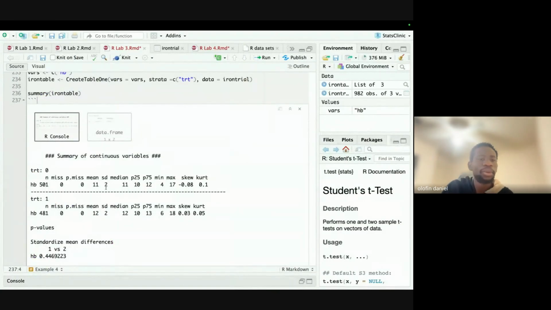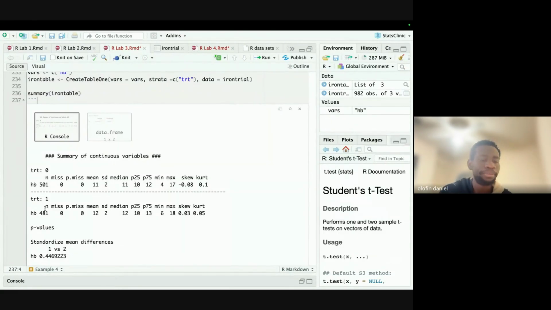we are going to have these 2 groups. The first one, the treatment option 0, is placebo. How many patients do we have? We have 501, with 0 missing, and the percent missing is 0. We have the mean HB, the standard deviation, the median, the 25th percentile, the 75th percentile, the minimum, the maximum, and the skewness and kurtosis.